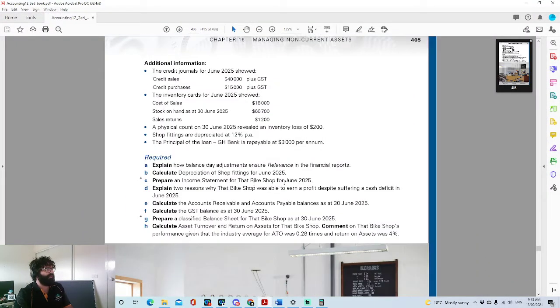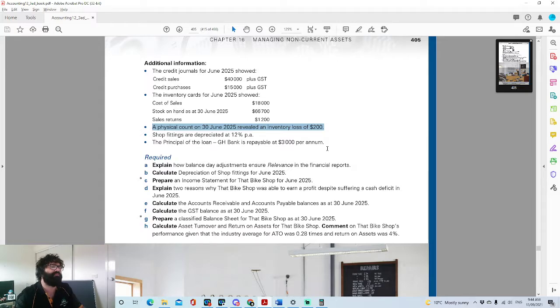Alright, this is why I put this amount. 66,700. Is that a right amount? Obviously not, because the rule of inventory cards is we go by the physical count, not the inventory cards. We go by the physical count. So let's have a look.